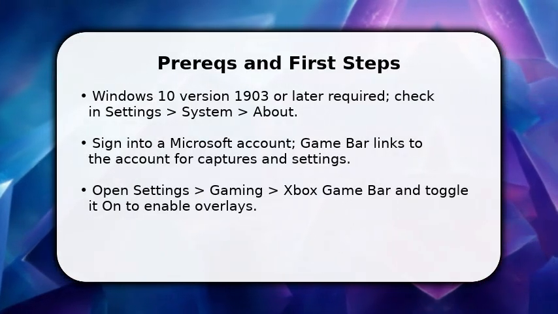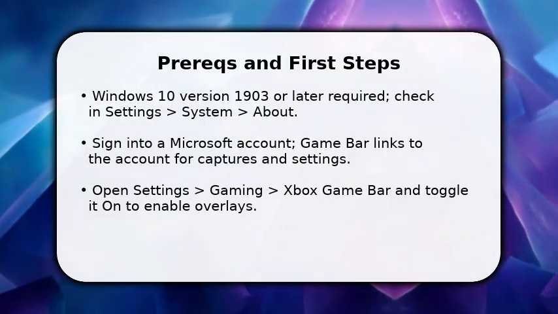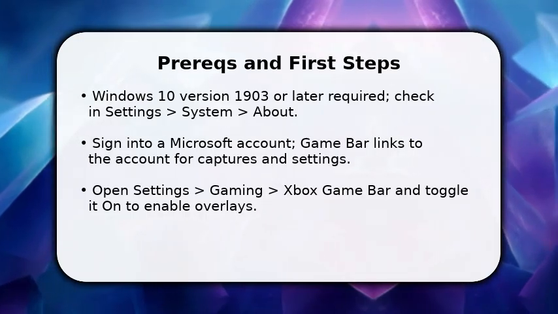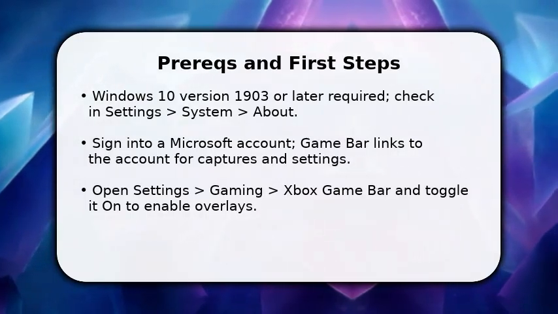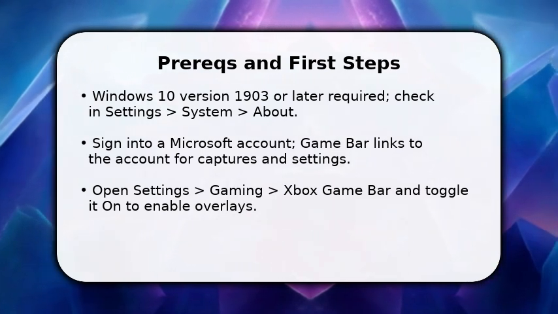This step activates keyboard shortcuts and the capture widget, so you can record, take screenshots, and access widgets. Make sure background apps permission is allowed so Game Bar can run when you need it. Next, you'll update and configure the tool.